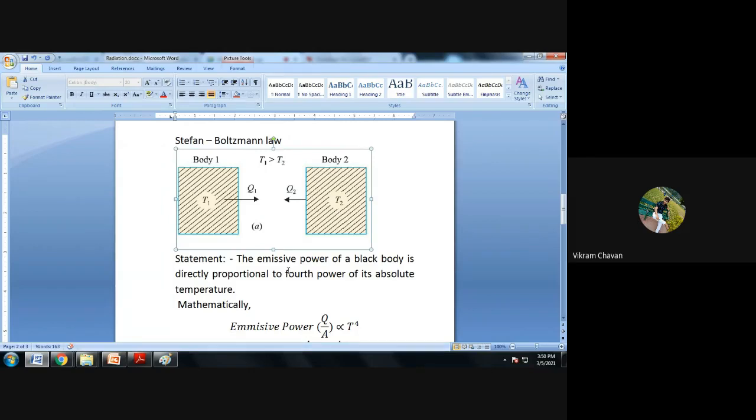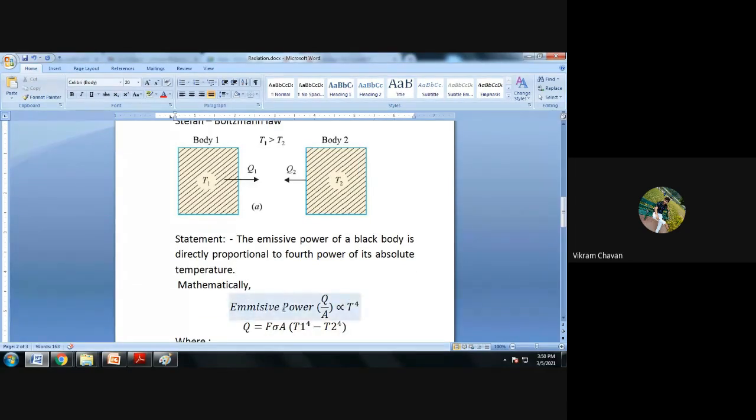Emissive power means what? Heat transfer rate by radiation per unit area. It is called emissive power. We can denote it as Q divided by A. So in case of radiation, heat transfer rate per unit area is called emissive power. Remember this. Whereas in conduction and convection, heat transfer rate per unit area is known as heat flux. In case of radiation, it is known as emissive power.